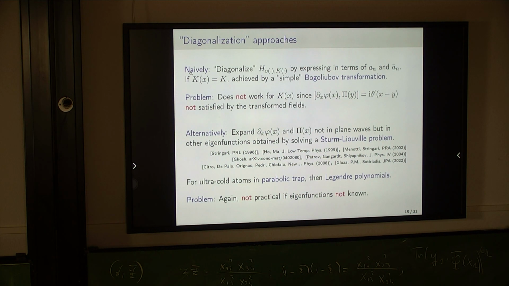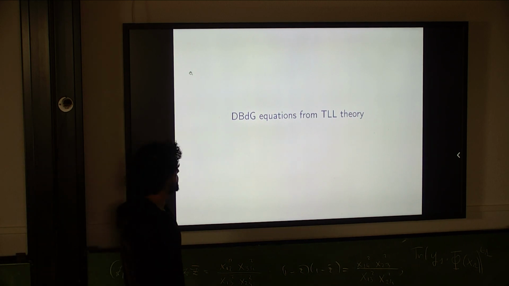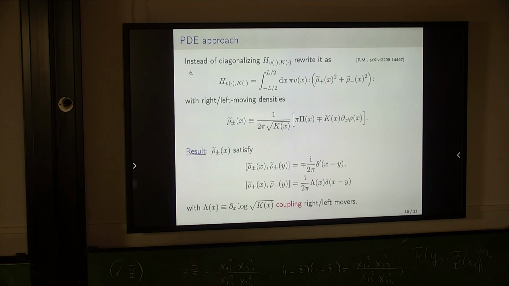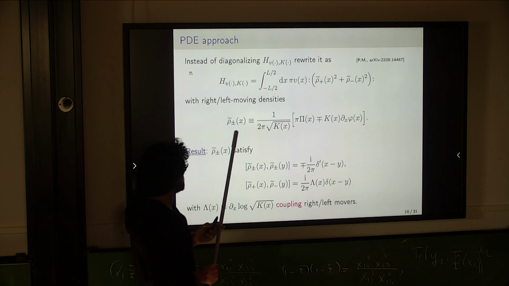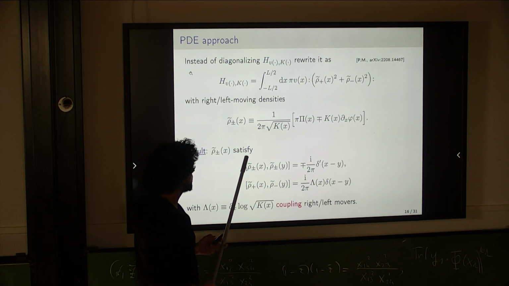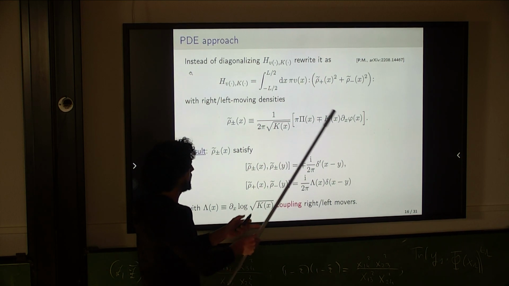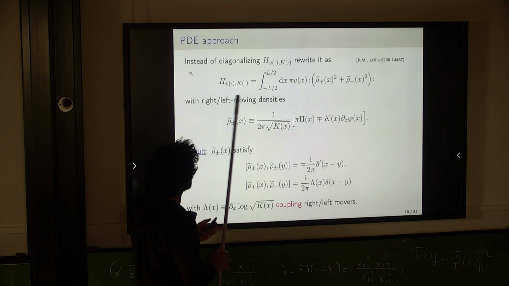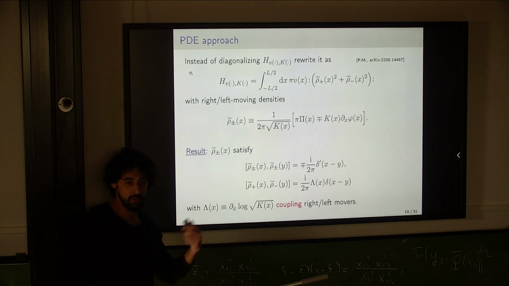So for this reason, instead, I turn to this PDE approach. Instead of trying to diagonalize the Hamiltonian, what I do is introduce new right-left moving densities, rho tilde. You pick this linear combination of your original fields, pi and phi. Then you can write the Hamiltonian in this way. This would be one step in deriving the PDE.